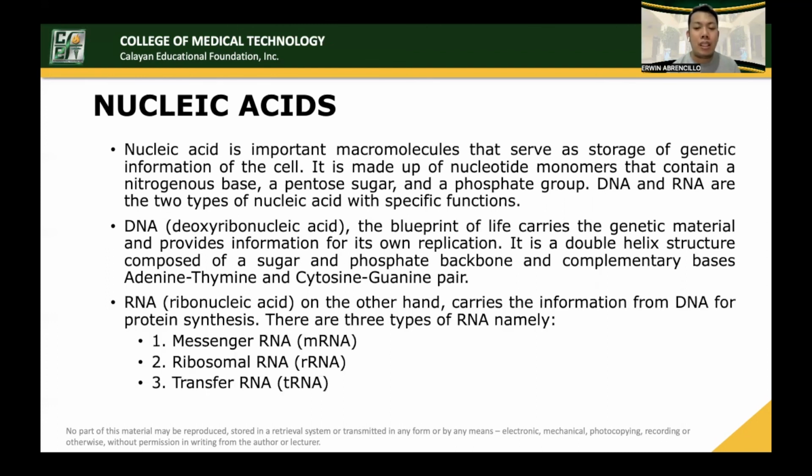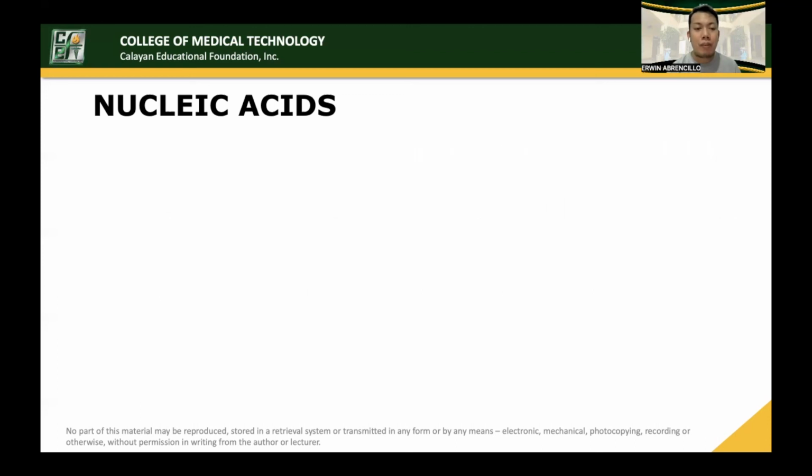For the RNA, it carries information from the DNA for protein synthesis. It has three types of RNA. These are the mRNA or messenger RNA, rRNA or ribosomal RNA, and the transfer RNA or tRNA.